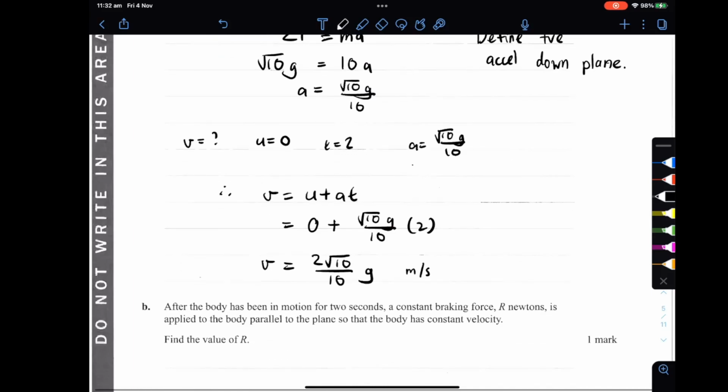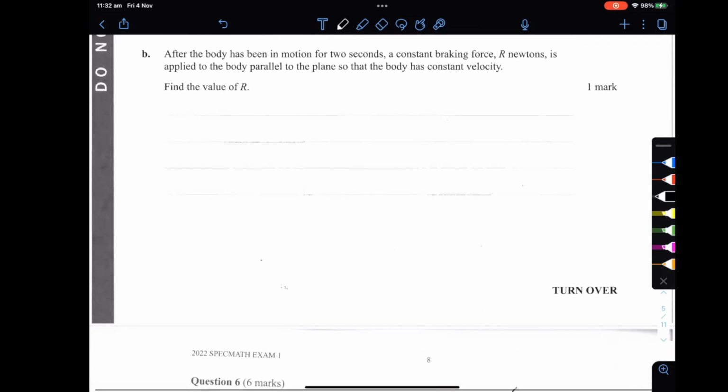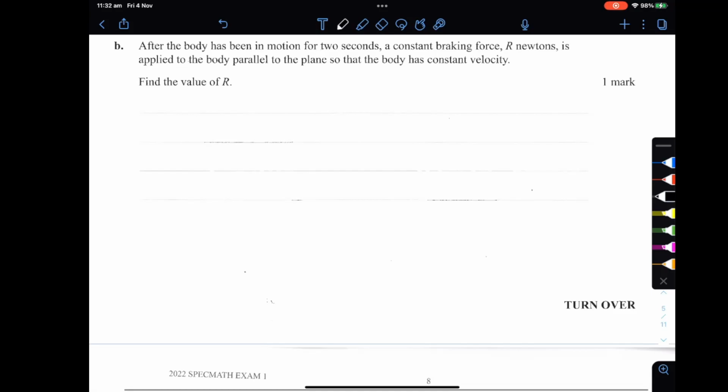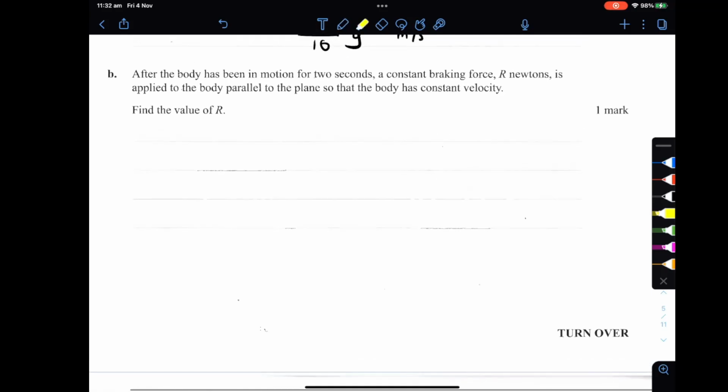Okay, that looks fine, I think. So after the body's been in motion for 2 seconds, a constant braking force, R newtons, is applied to the body parallel to the plane, such that the body has constant velocity. Find the value of R. So constant velocity, first of all, this means that acceleration is equal to 0, which means that F is equal to 0 as well.